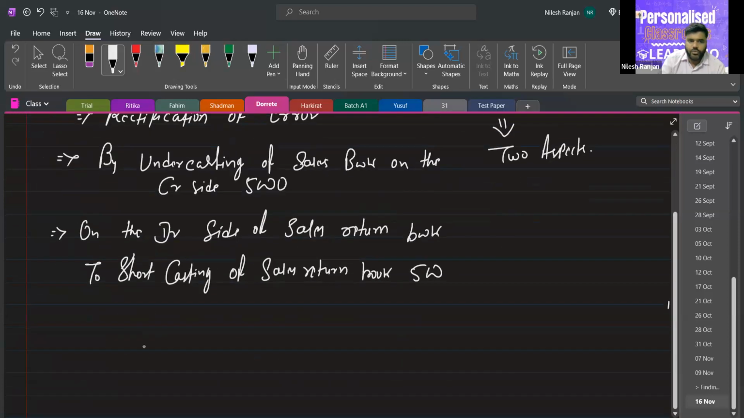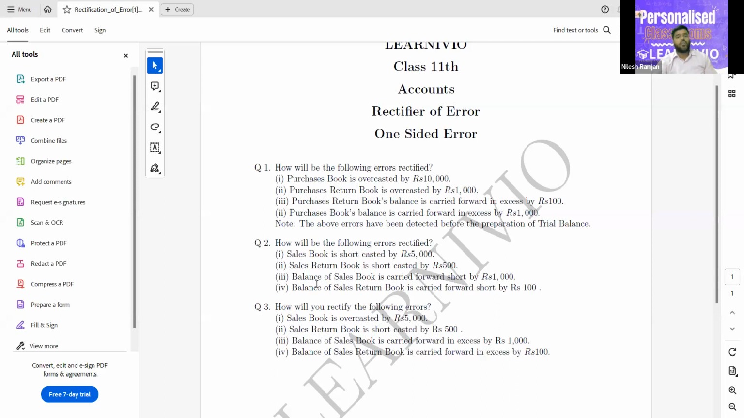Okay. What will be the third one? Because the balance carried forward, this is an error of balancing, right? The first two were errors of totaling. I think we have discussed the concept of error of totaling, error of omission in posting, error of wrong posting of amount, these kinds of things in our previous class. So what will be the rectification in this case? We have carried forward the balance wrong. Balance of sales book is carried forward short by rupees 1000.